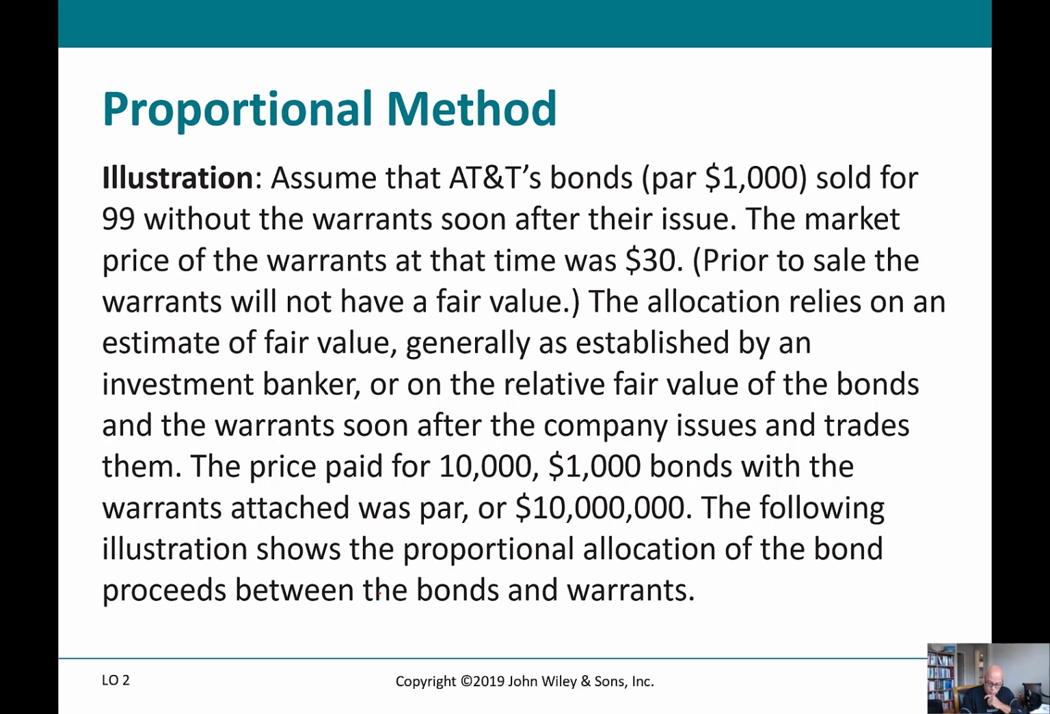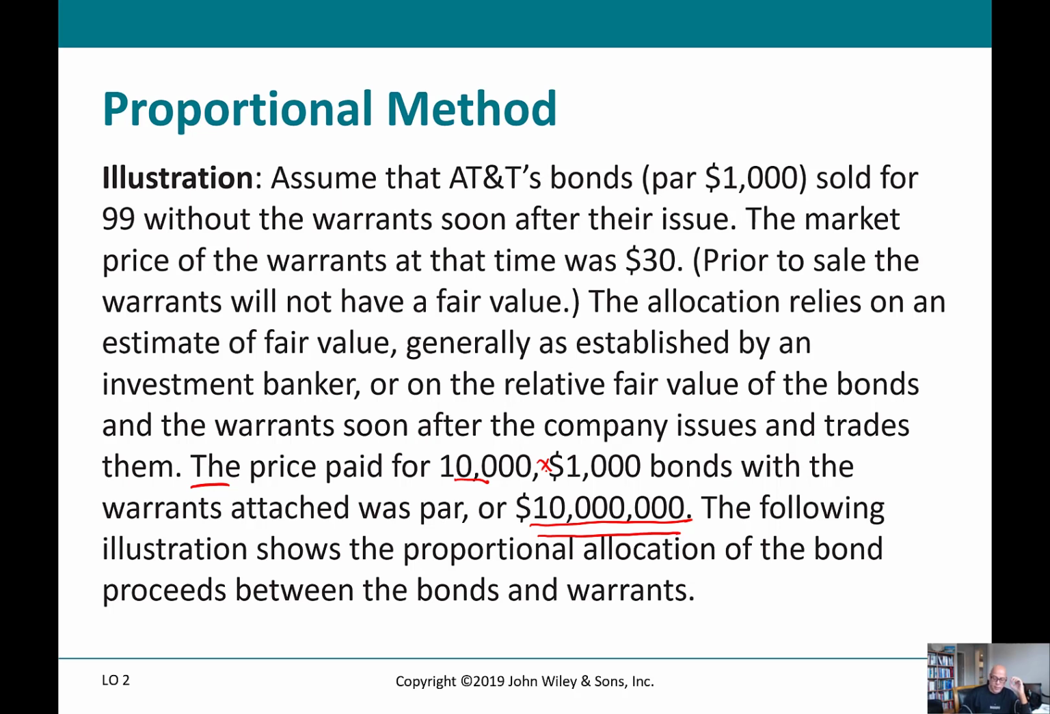Now we come over, and they could have done without a lot of this, but let's just look right here. The price paid for 10,000 bonds with warrants attached was par of 10 million. So they're telling me that the cash I got is 10 million. They're telling me that it's 10,000 bonds, 10,000 times 1,000. That's the $10 million that came in.